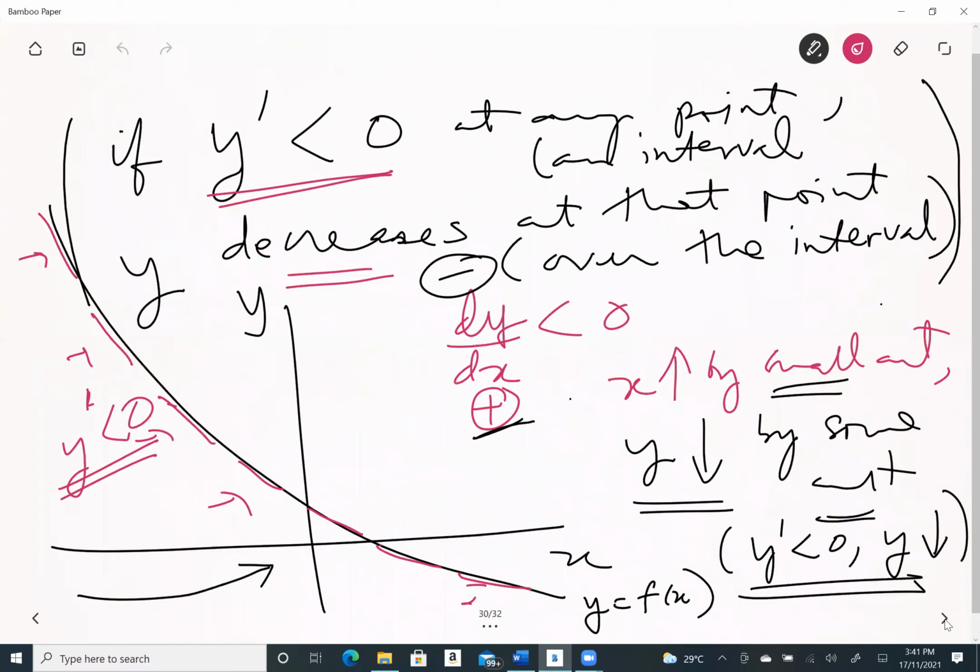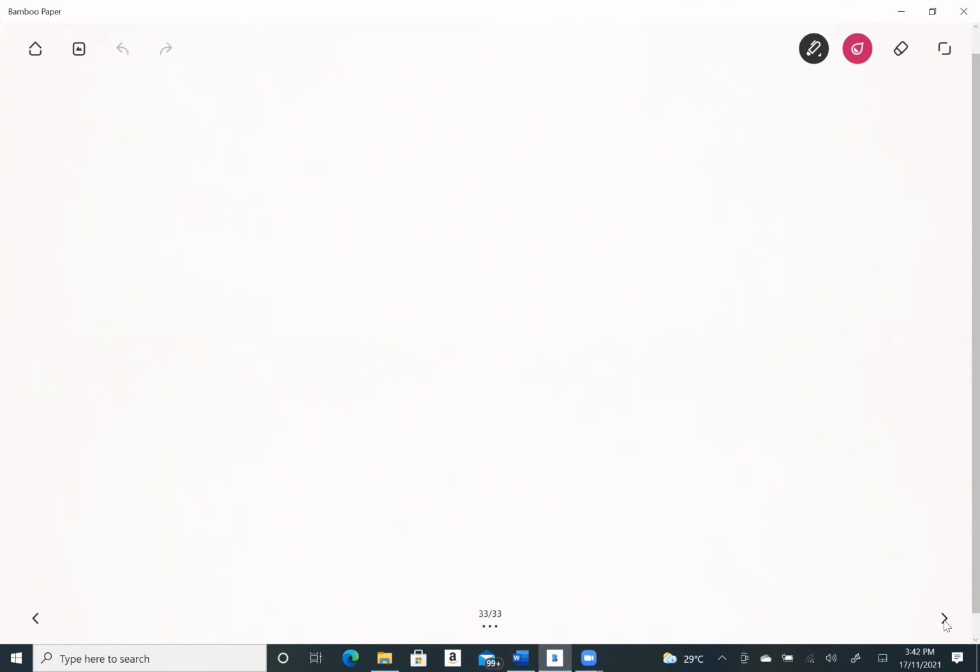Okay, so this is the rule. I will summarize the things, and then we will look at a few examples. Okay, number one. This is called the first derivative test. First derivative test.